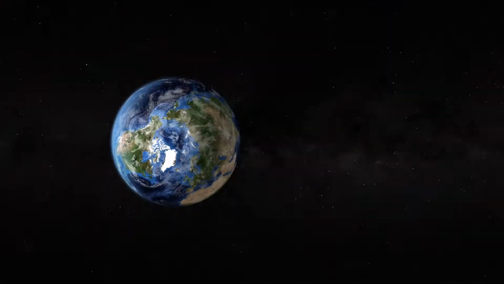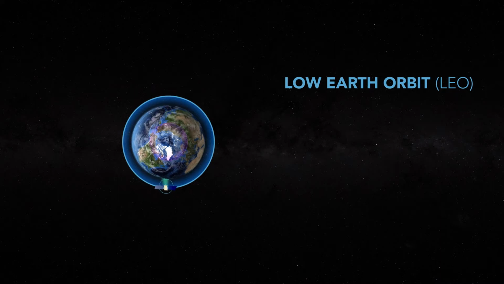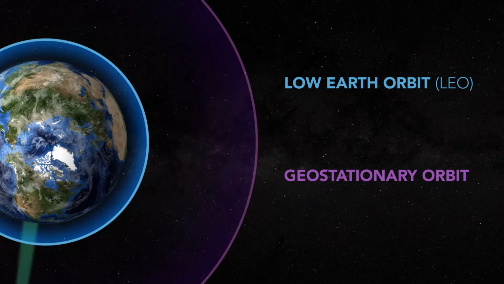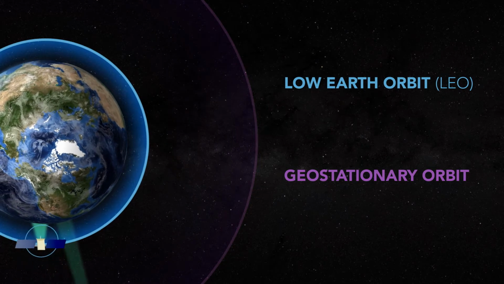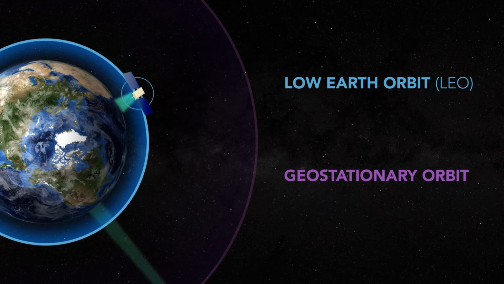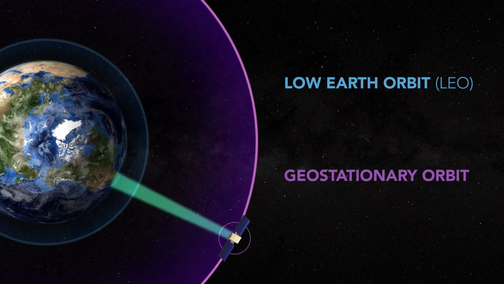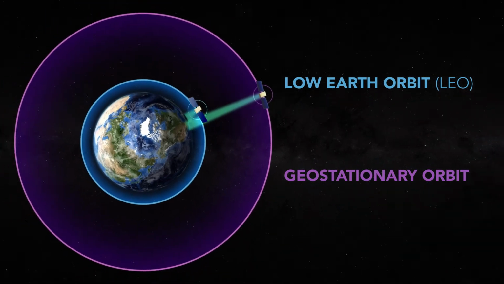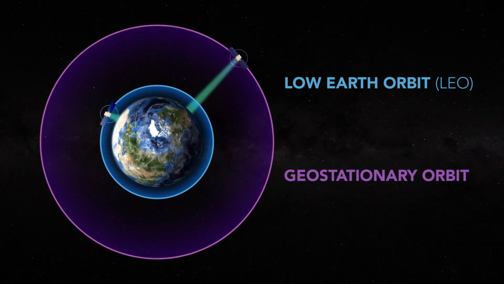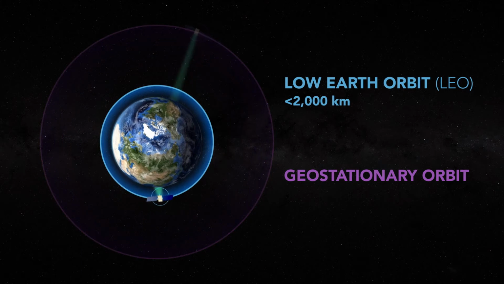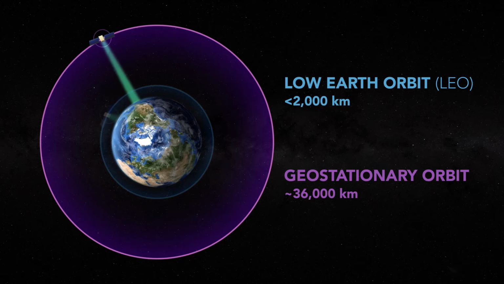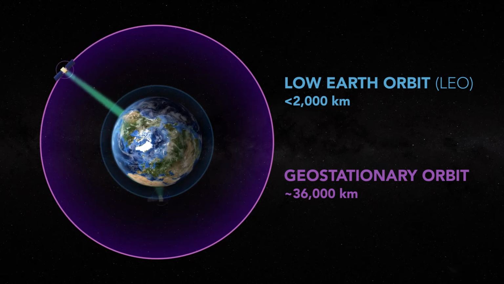There are two primary satellite orbits that we use: low Earth orbit, or LEO, and geostationary orbit. These orbits determine whether a satellite is scanning a piece of the Earth as it zooms around at high speed, such as in LEO, or if it's able to constantly measure the same area of the planet, as in a geostationary orbit. The main difference between the two orbits is altitude. LEO occurs below 2,000 kilometers in altitude, whereas geostationary orbit happens at approximately 36,000 kilometers.